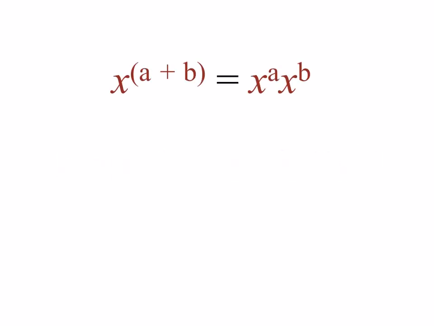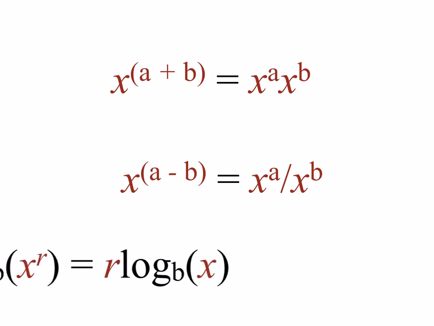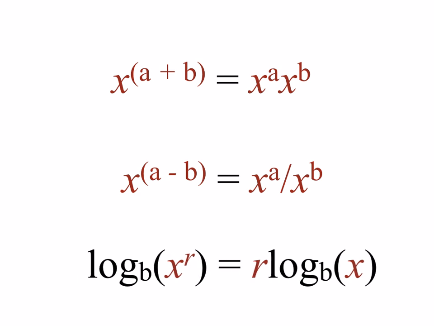Some other properties are that x to the power of a plus b is equal to x to the a times x to the b. X to the power of a minus b is equal to x to the power of a divided by x to the power of b. And log base b of x to the power of r is equal to r times log base b of x.